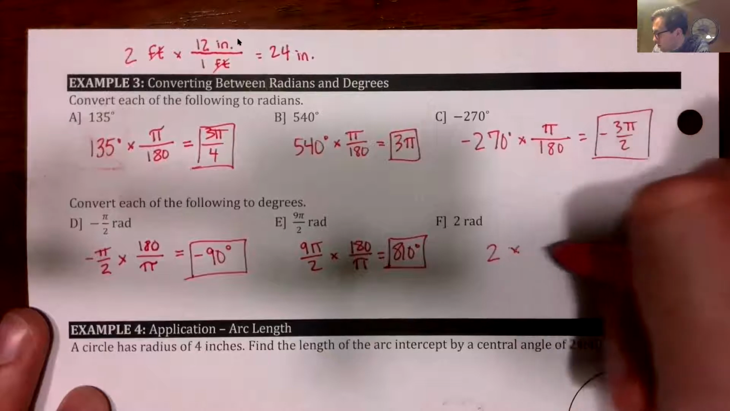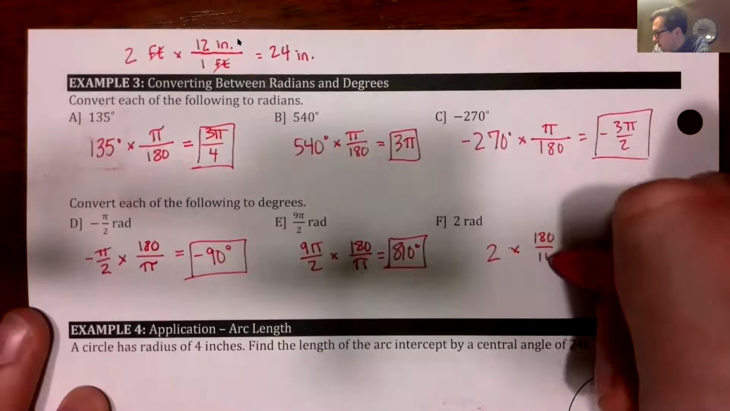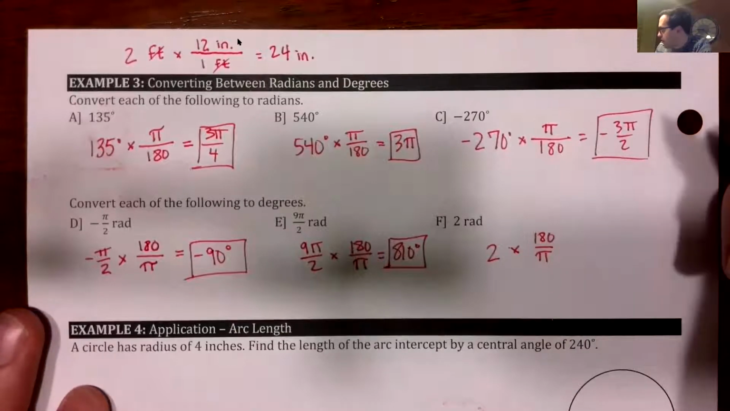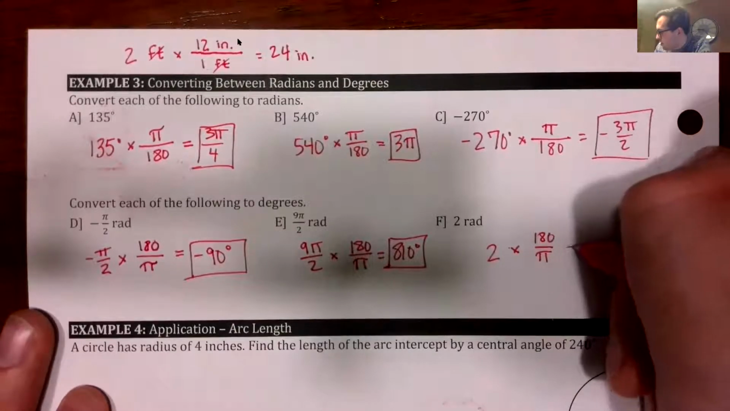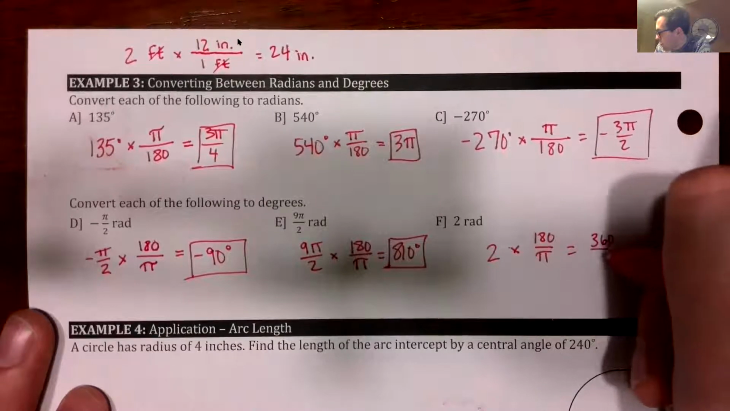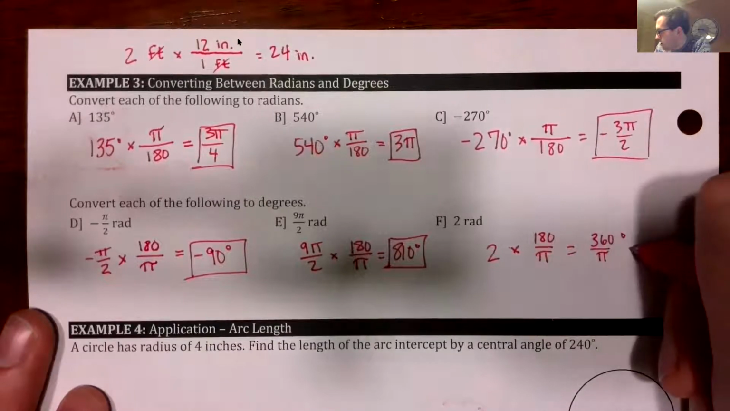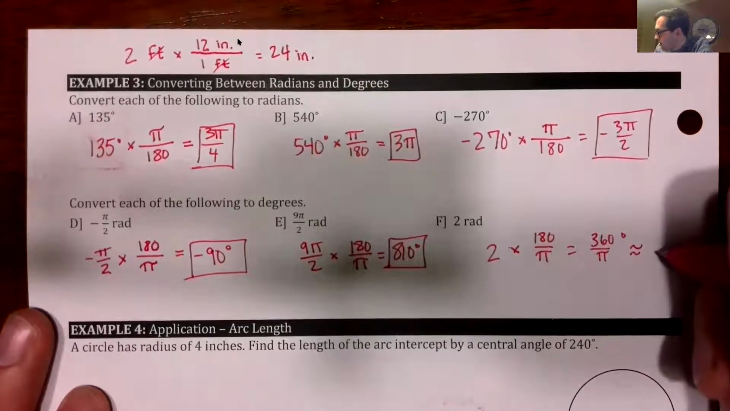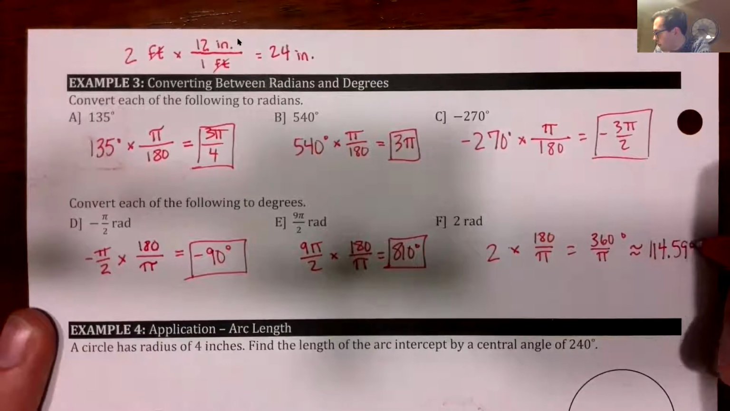We're going to do 2 times 180 over pi. But this time, there's no pi over here for that pi to cancel out with, so it's kind of stuck there. So you could say that this is 360 over pi degrees, but degrees isn't usually in terms of pi, so I'm just going to type 360 divided by pi into my calculator so that I get that this is approximately 114.59 degrees.